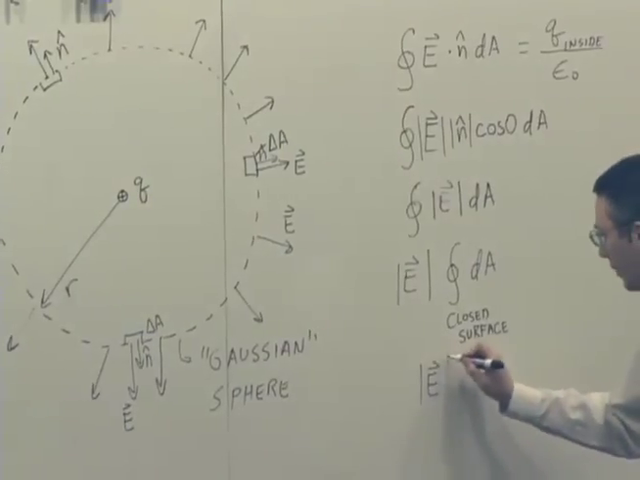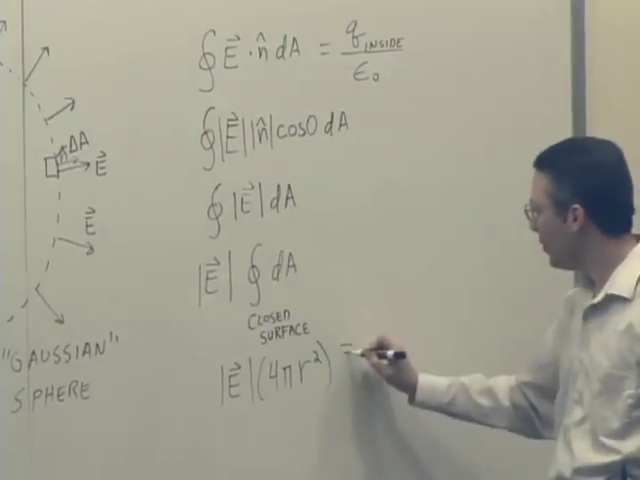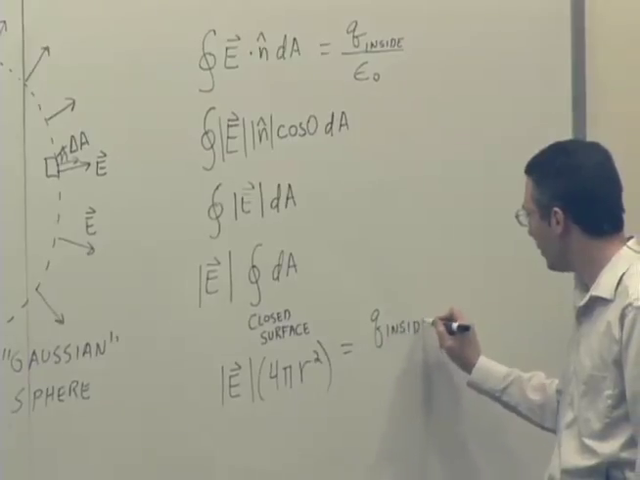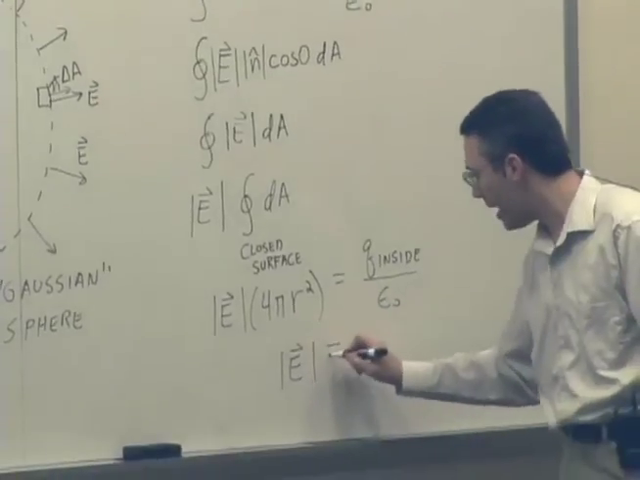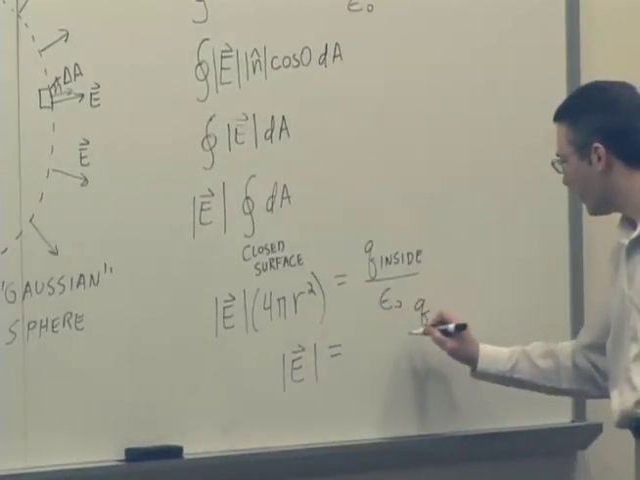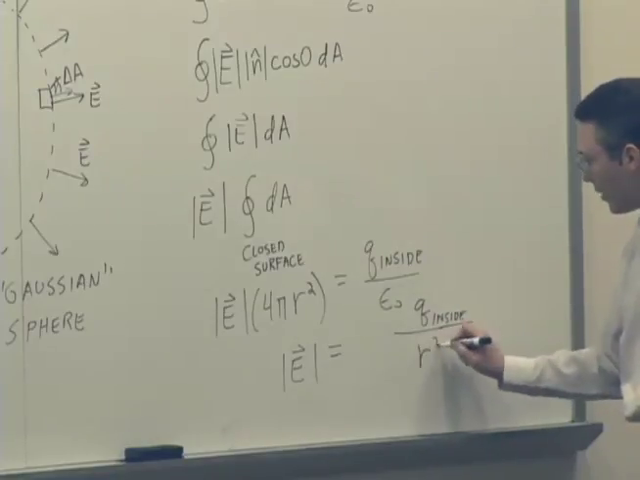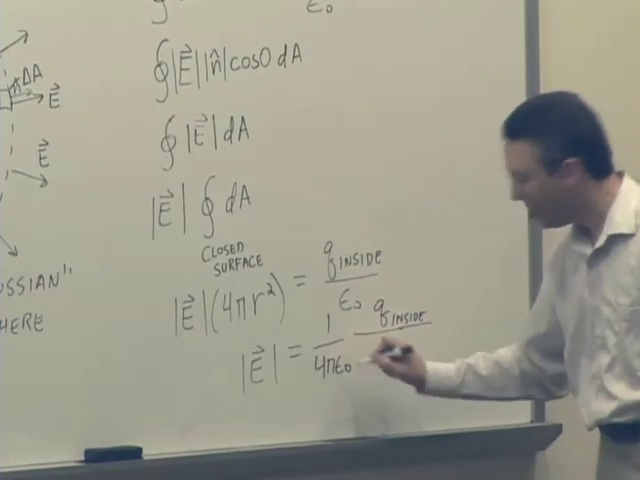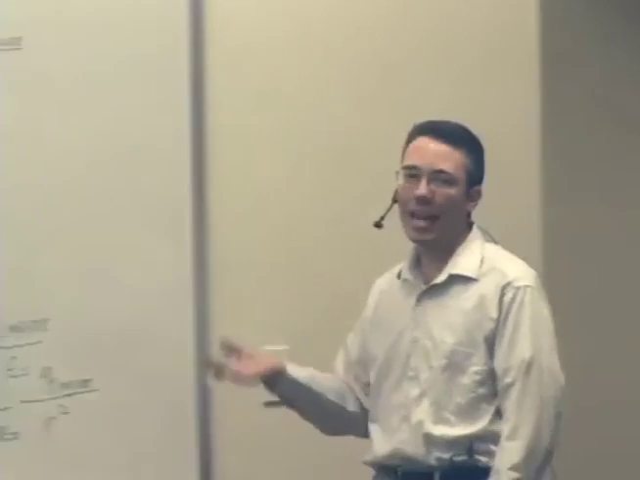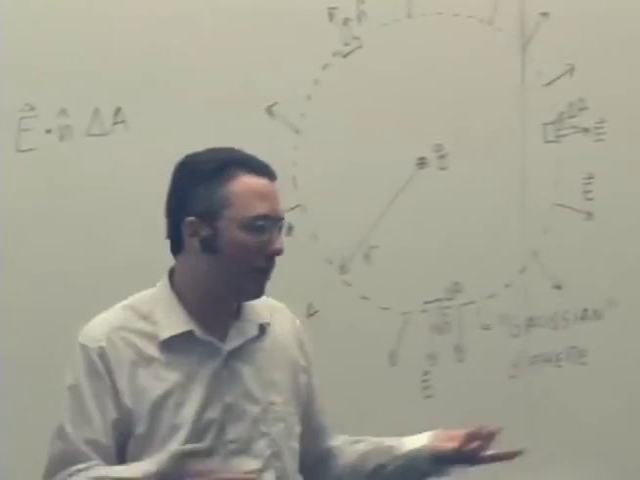So we get the electric field times 4 pi r squared equal to the charge inside over epsilon 0. Or if I solve for the electric field, what am I going to get? Q inside over r squared times what? Times 1 over 4 pi epsilon 0. Look familiar? Better. Better at this point. So we get back the electric field of a point charge, okay, which is essentially where the electric field of a point charge comes from in a more fundamental sense.